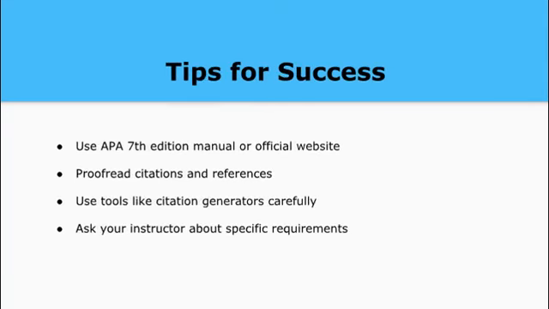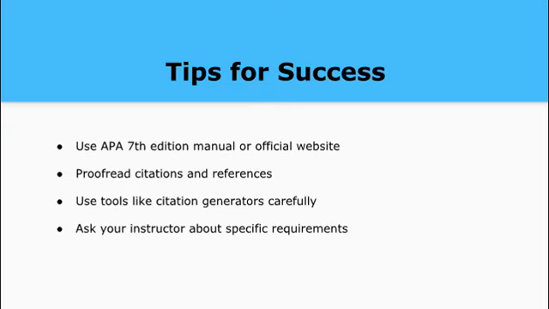To wrap up, here are a few final tips to ensure success when using APA style. First, consult the APA 7th edition manual or the official APA style website if you're ever unsure. These are your most reliable sources. Second, always proofread your in-text citations and reference list. Even small errors, like missing punctuation or incorrect order, can reduce your credibility.